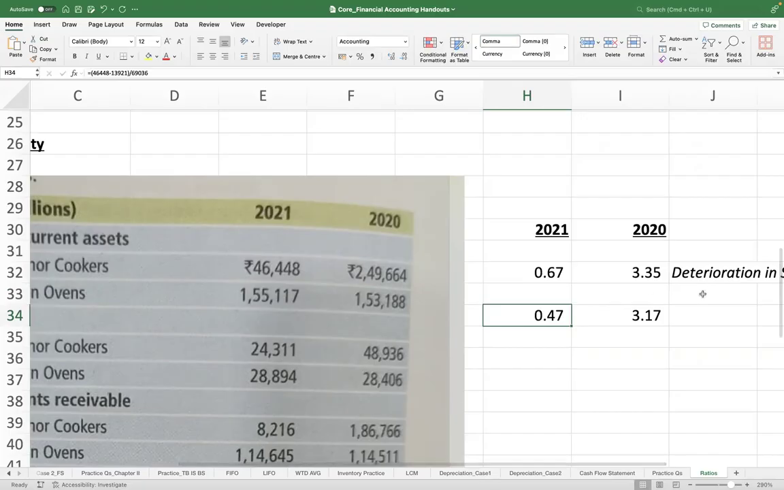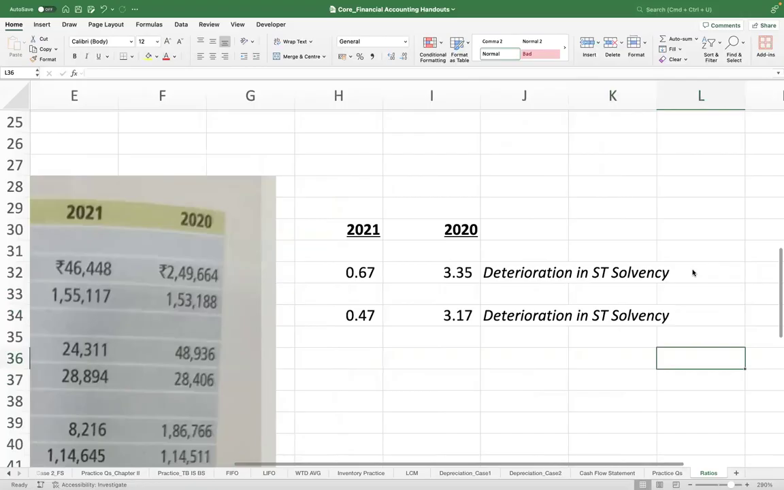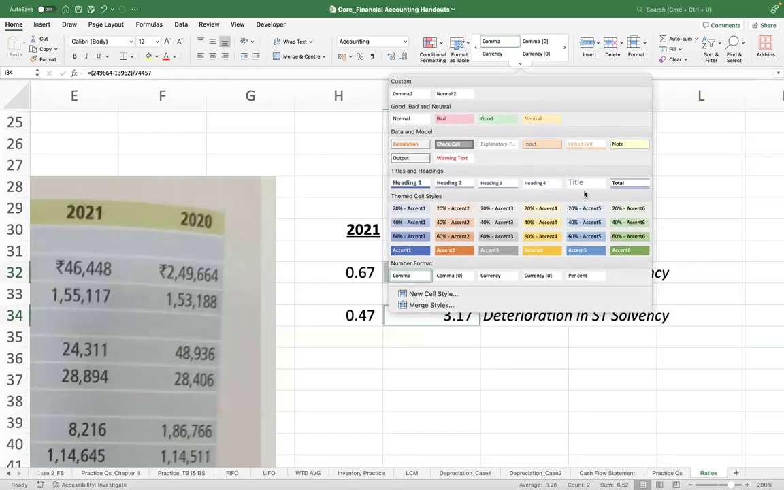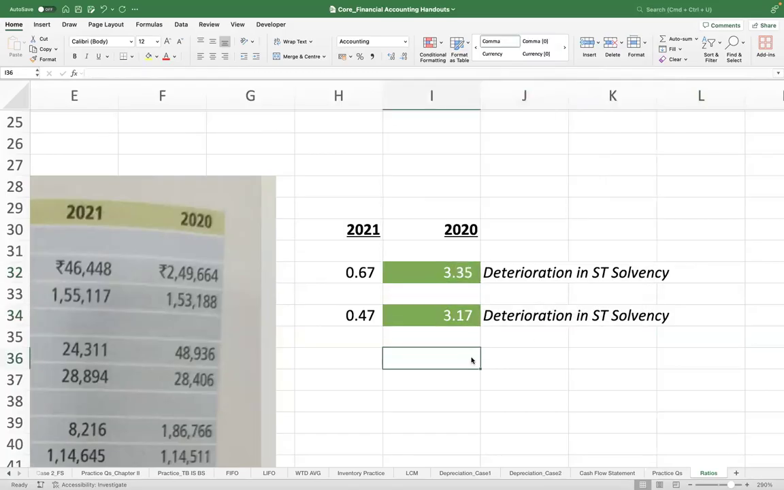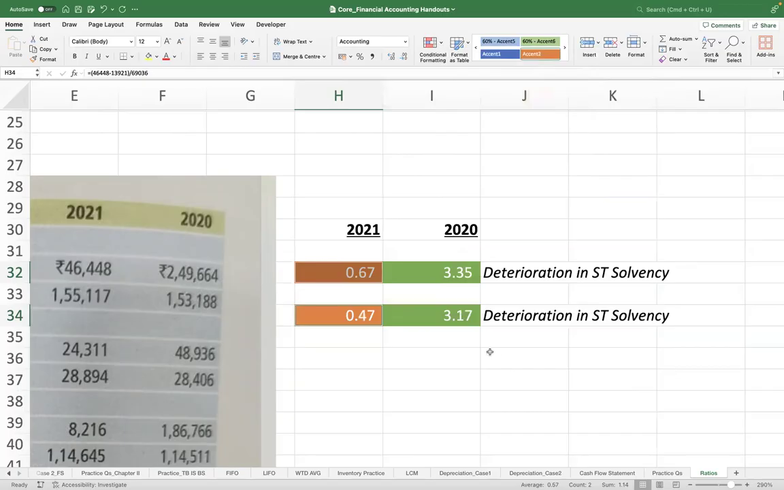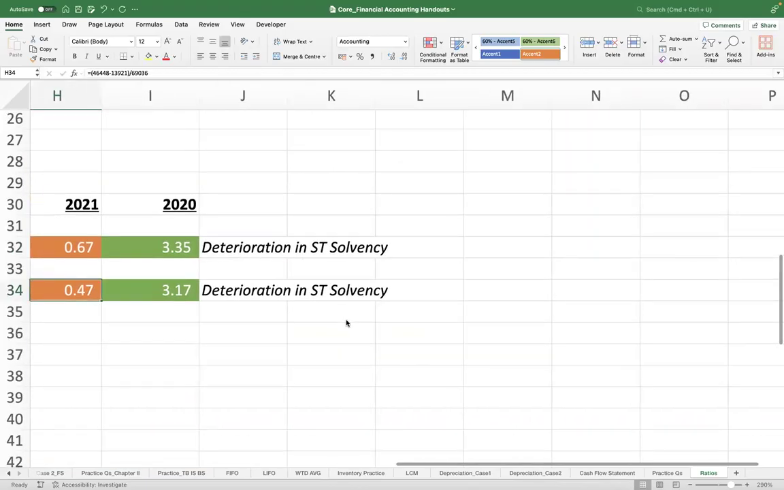Now look at these numbers. Both the current ratio and the quick ratio are saying that there is a decrease in short term solvency. In 2020 these numbers were good, both greater than the benchmarks. Remember I told you the benchmark current ratio is 2, and quick ratio should be higher than 1. In 2020 both were very good, and both are below par in 2021, which means that for Corner Cookers, the liquidity position has severely declined.